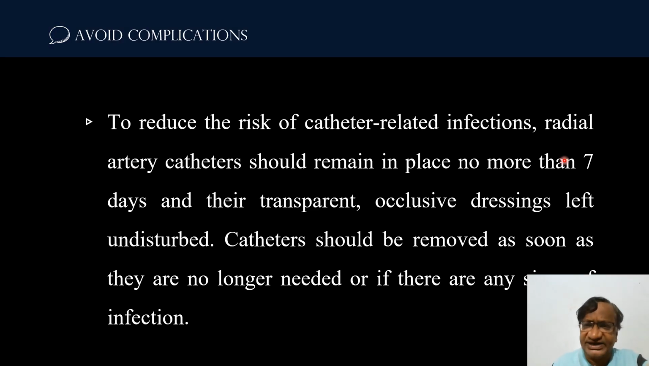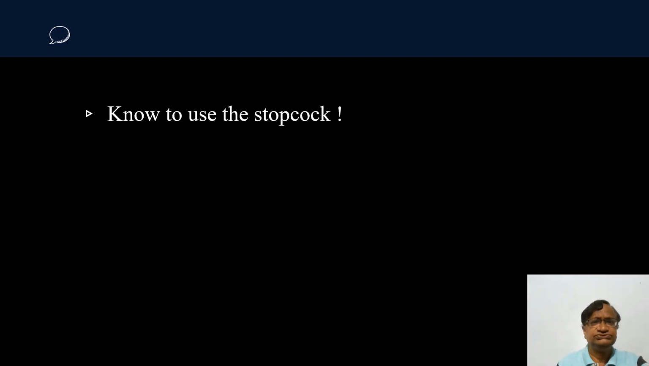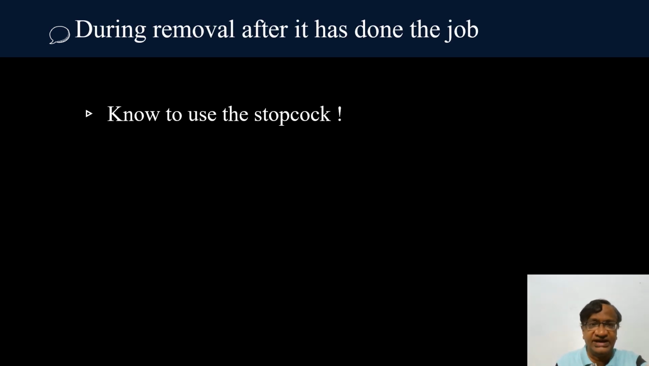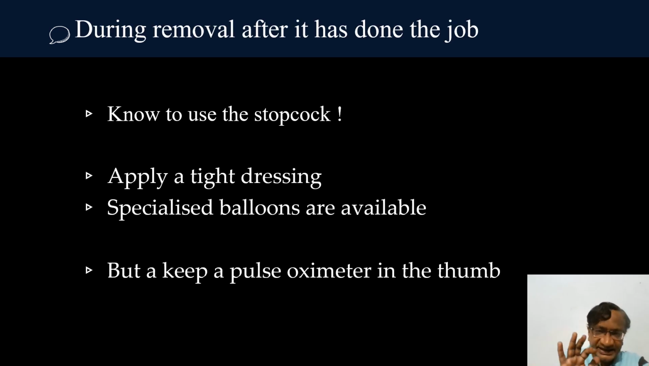To reduce the risk of catheter-related infections, keep it not more than 7 days. Catheters should be removed as soon as they are no longer needed. There is no need, so remove the catheter. Do not use the stopcock, very important. During removal, after it has done the job, apply a tight dressing, and sometimes special balloons are available, and keep a pulse oximeter. When you remove, always keep a pulse oximeter on the thumb, and then see whether the vascular flow is there.